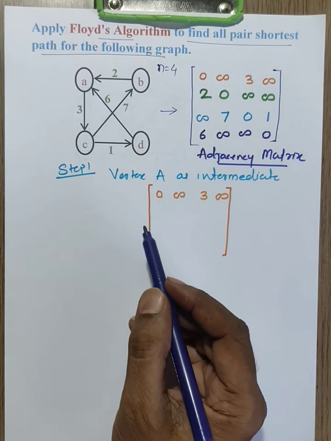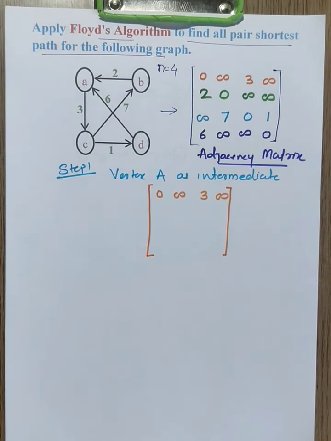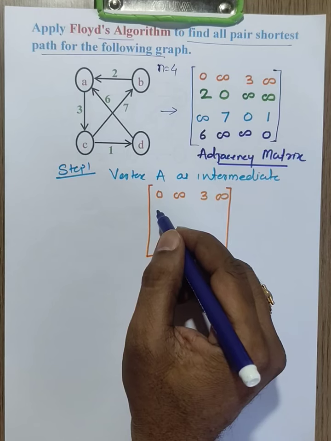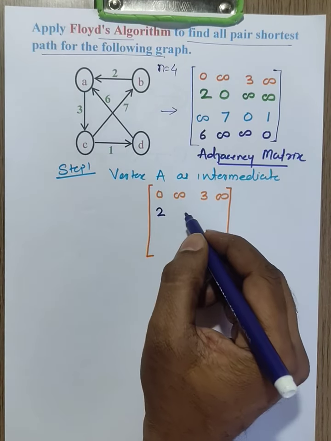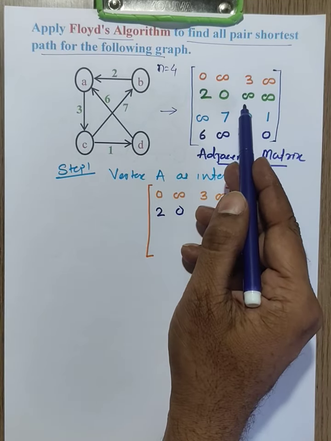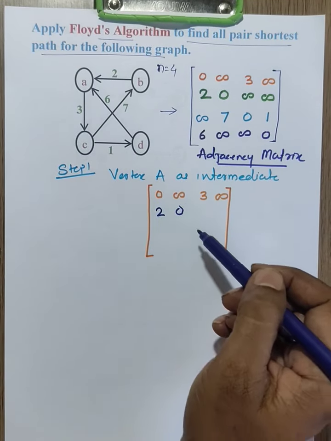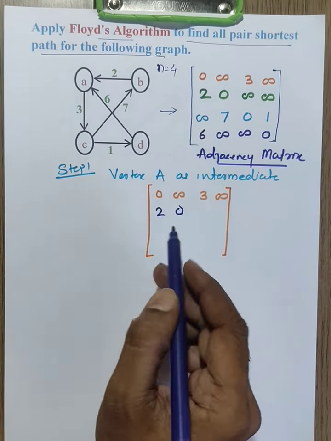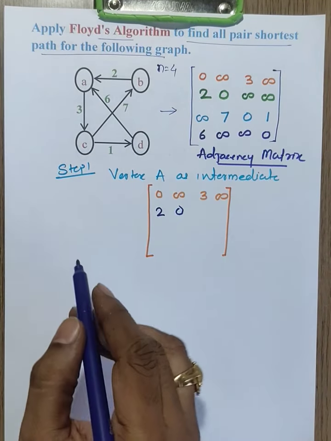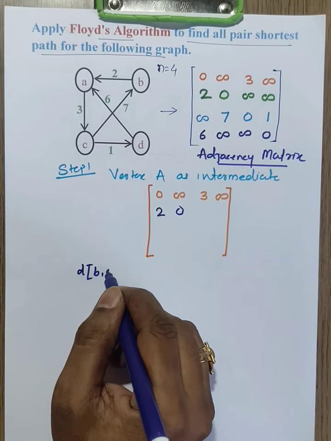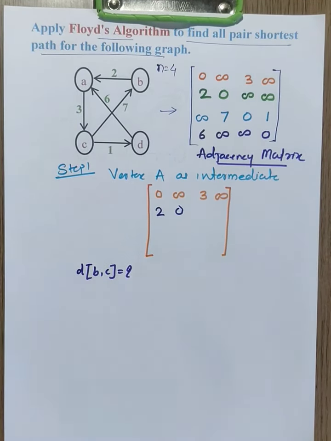Next, the B to A edge is there. If the B to A edge is there, then maybe the B row will get different values. B to A is direct, which is 2. B to B is 0. B to C previous is infinity. B to C, dear students, you can write direct or you can write like this. If you want to find B to C, previous is infinity. You have to find the distance B to C.